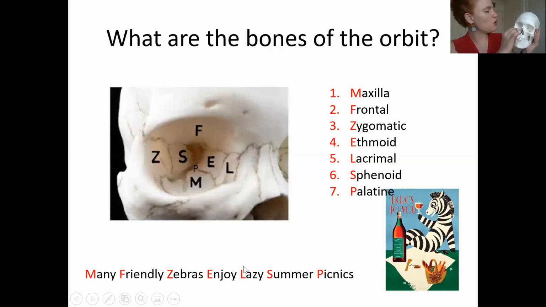L stands for lacrimal. Remember, look for that little canal, the lacrimal canal. And S stands for sphenoid on the lateral side, sphenoid. And P stands for palatine, palatine. Okay? Many friendly zebras enjoy lazy summer picnics. And if you think it's easy to find a picture of a zebra enjoying a picnic, it's not easy.